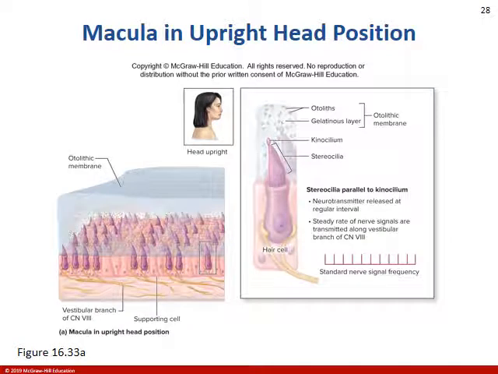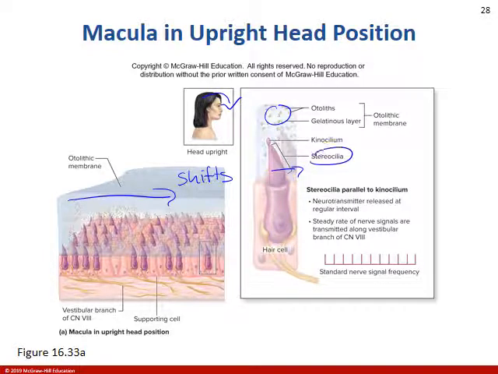So just as an overview, again, we can see that if the otolithic membrane along with the otoliths shifts due to the change in your head position, it causes the stereocilia to bend. That's going to cause the cell to release a neurotransmitter.